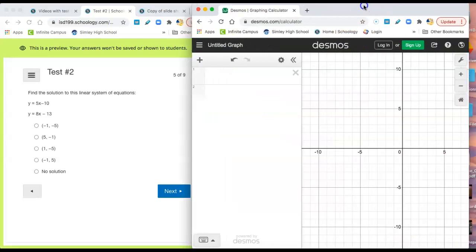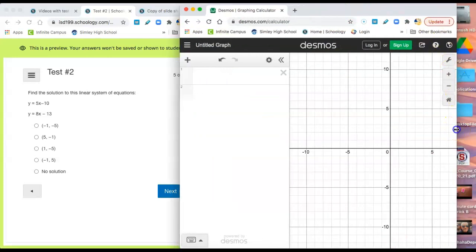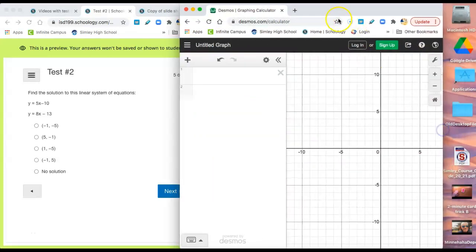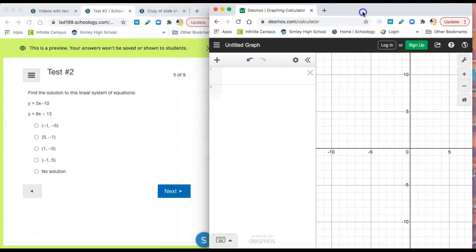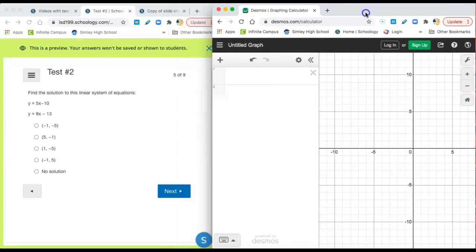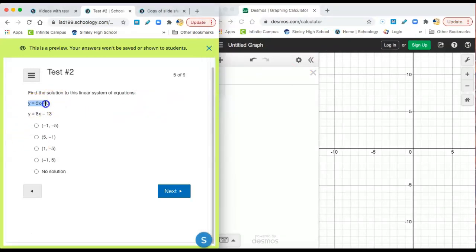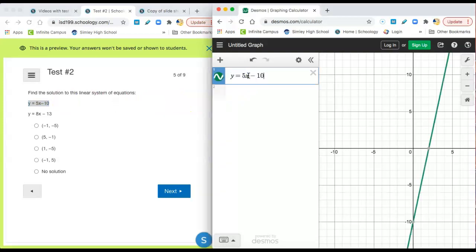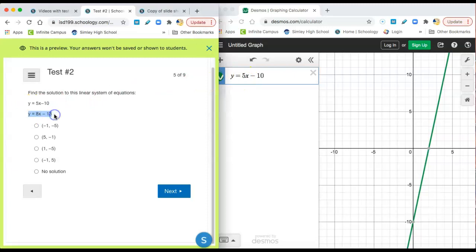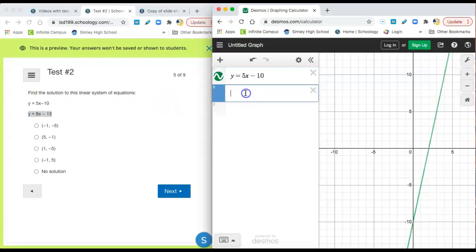Opened up Desmos. We'll try to make it a little bit smaller so it fits in our window here. Okay, pretty close. All right. Guys, I'm just going to copy and paste it in there. That's our first line. There it is. It's green. See it? Copy the second one and paste it in Desmos. All right, there's our 2 lines.